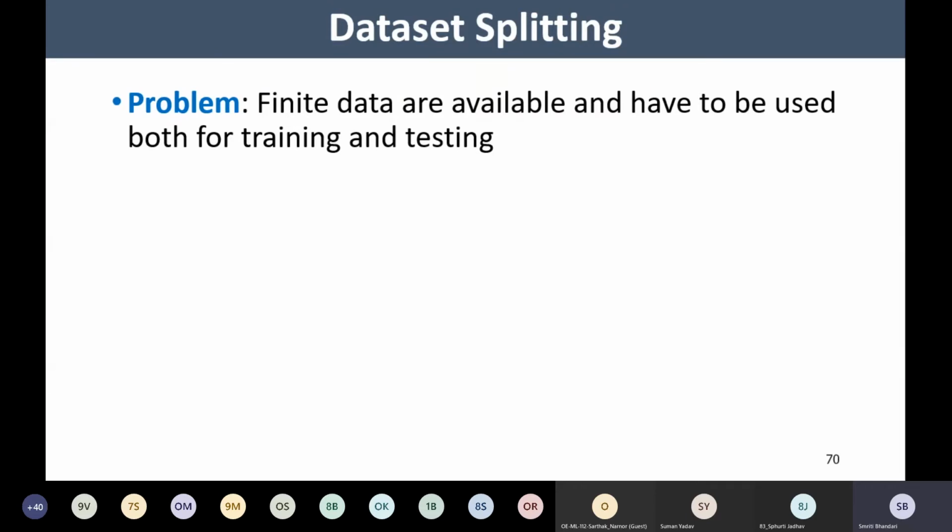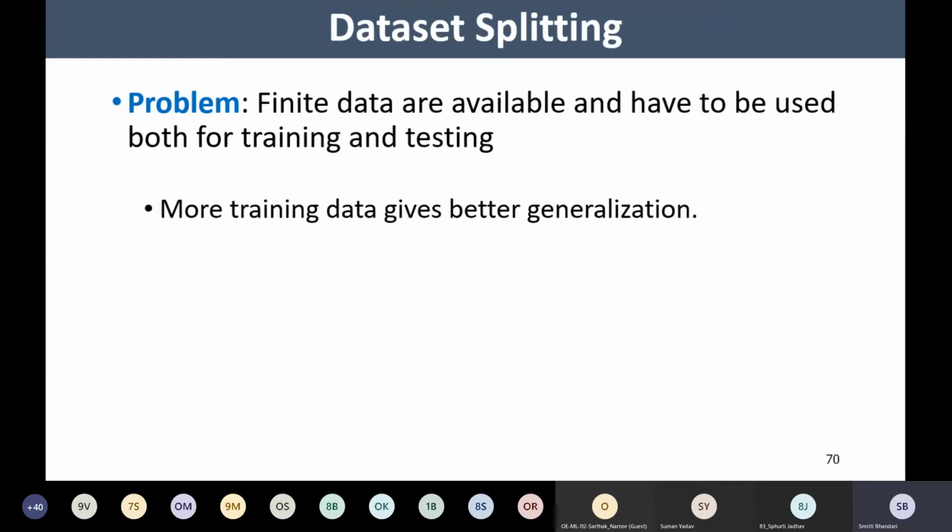Okay. So what is important is that whatever data set I have available, I need to split that data set into a training data set, a testing data set, or a validation data set. How such splitting may be done is what we are going to discuss next.